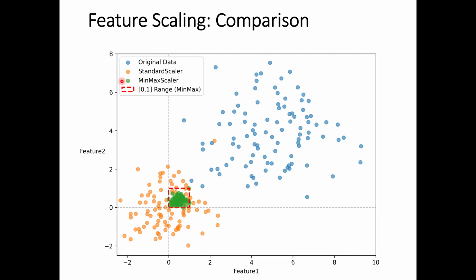The result of MinMaxScaler is shown by the green points. All of them lie strictly within a square of side 1, with coordinates ranging from 0 to 1. As a general rule, if you are not sure which method to choose, start with StandardScaler. It works well in most cases and is the default choice for many models.